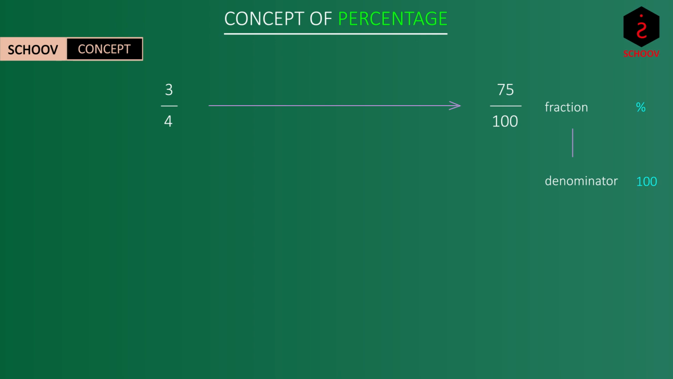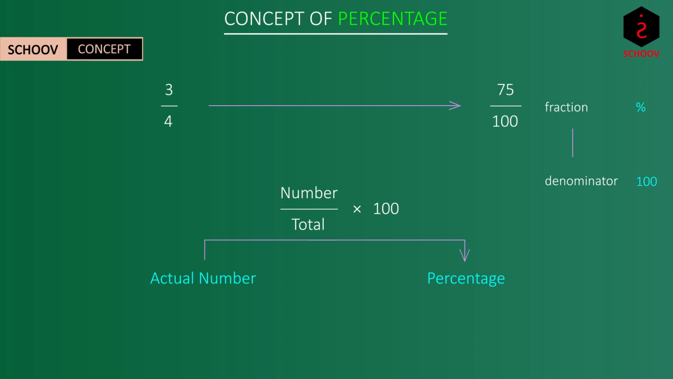One, when you have to convert an actual number into percentage. You do this as number upon total into 100. And two, when you have to convert percentage into actual number. To do this, you divide the percentage by 100 to convert it into a fraction and then multiply by the total. Just remember, when you find percentage, you multiply by 100, and when you find the actual number, you divide by 100.